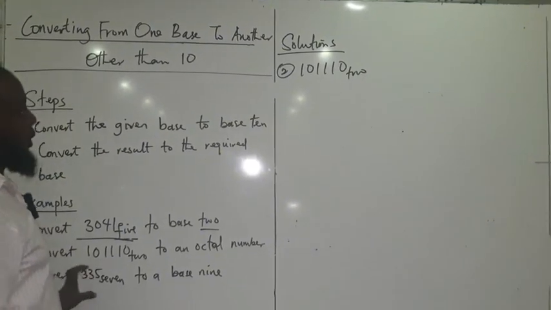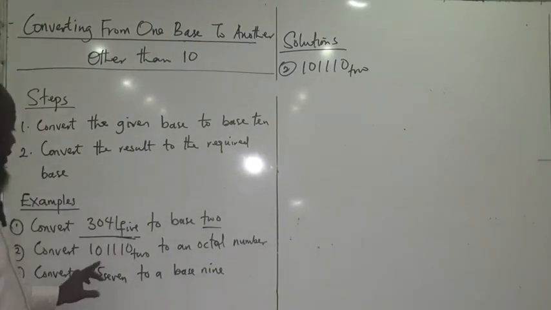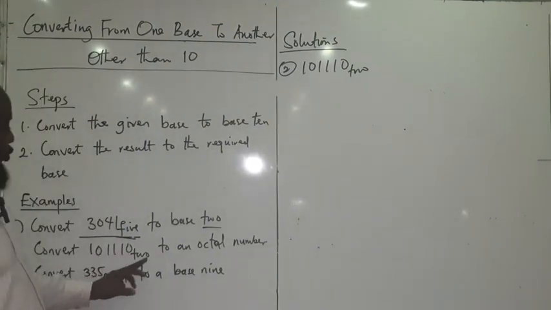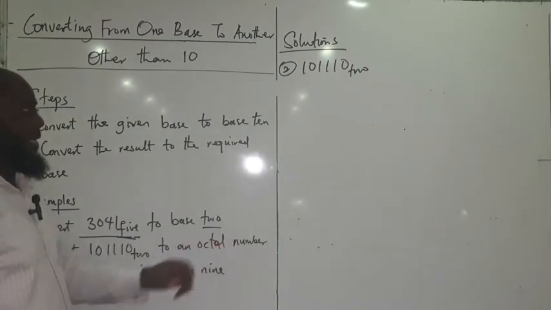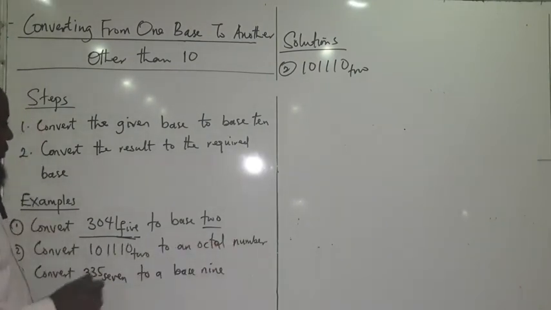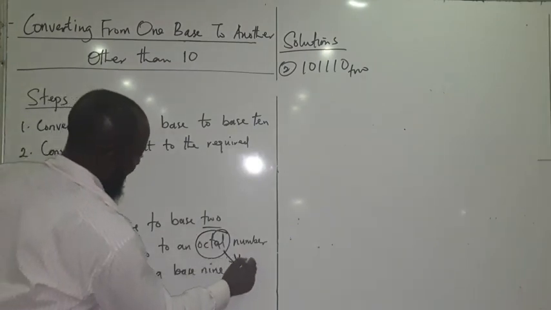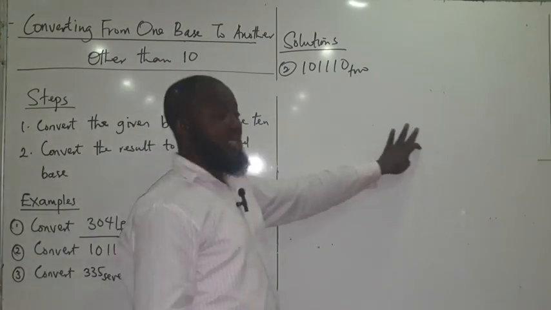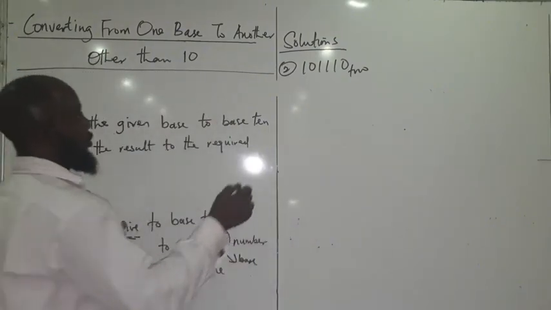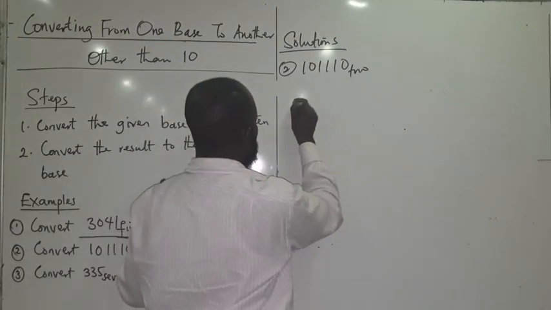Question number 2, we have to convert 101110 base 2 to an octal number. Octal means base 8. So we are converting this to base 8, and we're still going to follow the same process. We first of all convert this one to base 10.